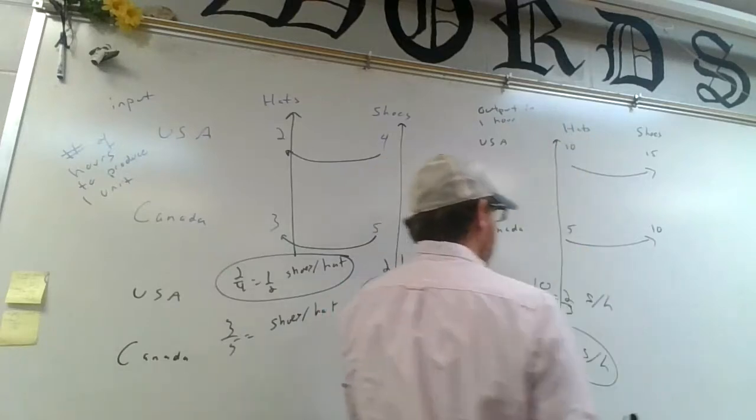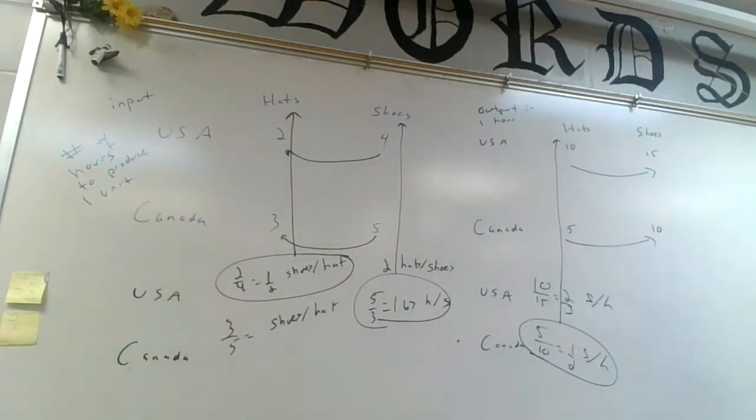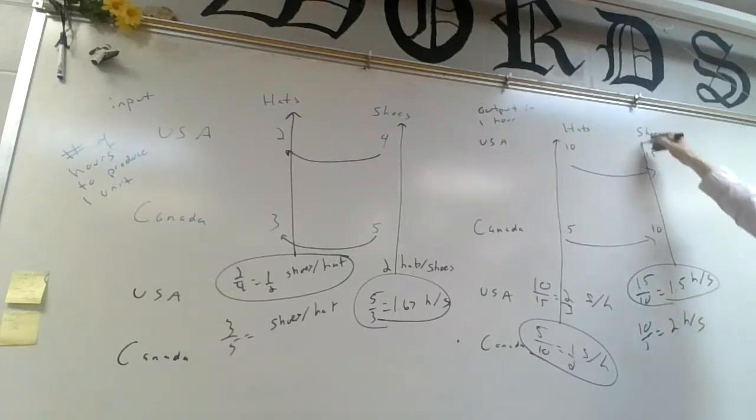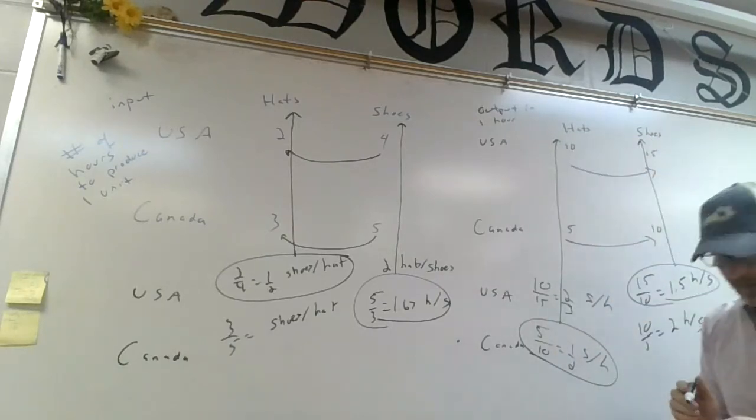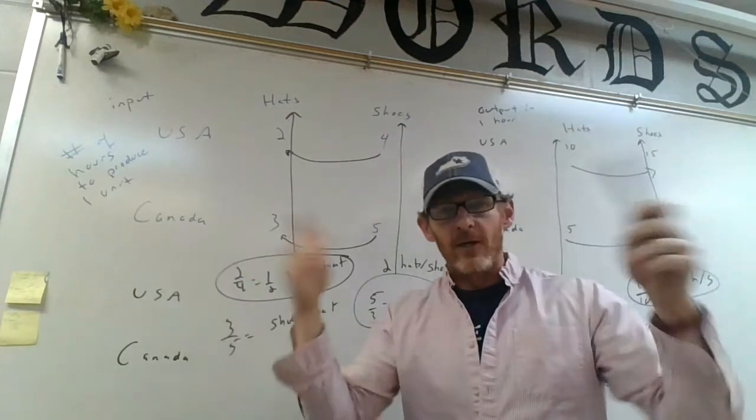So they'll produce hats. And then the reciprocal is true, that this would be 15/10 or 1.5 hats per every shoe, and this would be 10/5 or 2 hats per shoe. So you can see America is giving up less of a hat to make shoes, so America will specialize in making shoes, and Canada will specialize in making hats. And that would be an example of both an output and an input question.